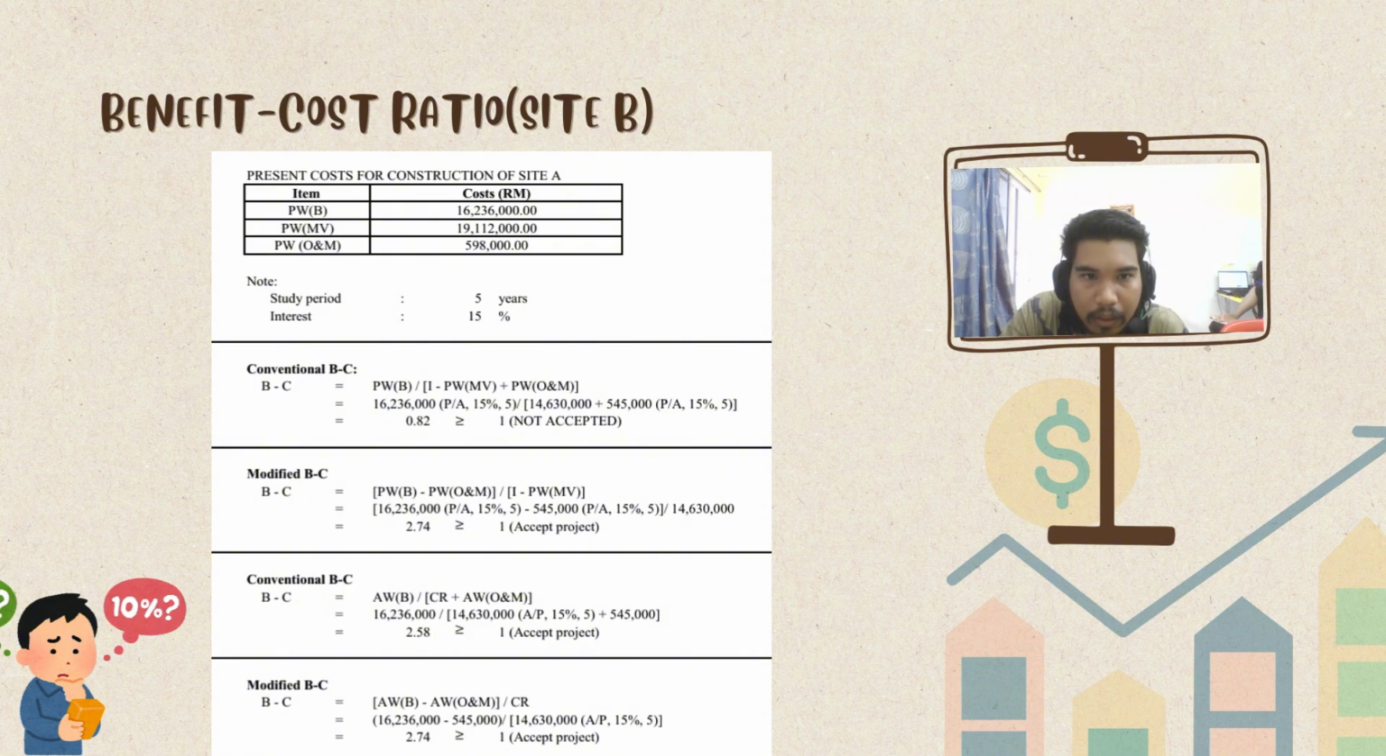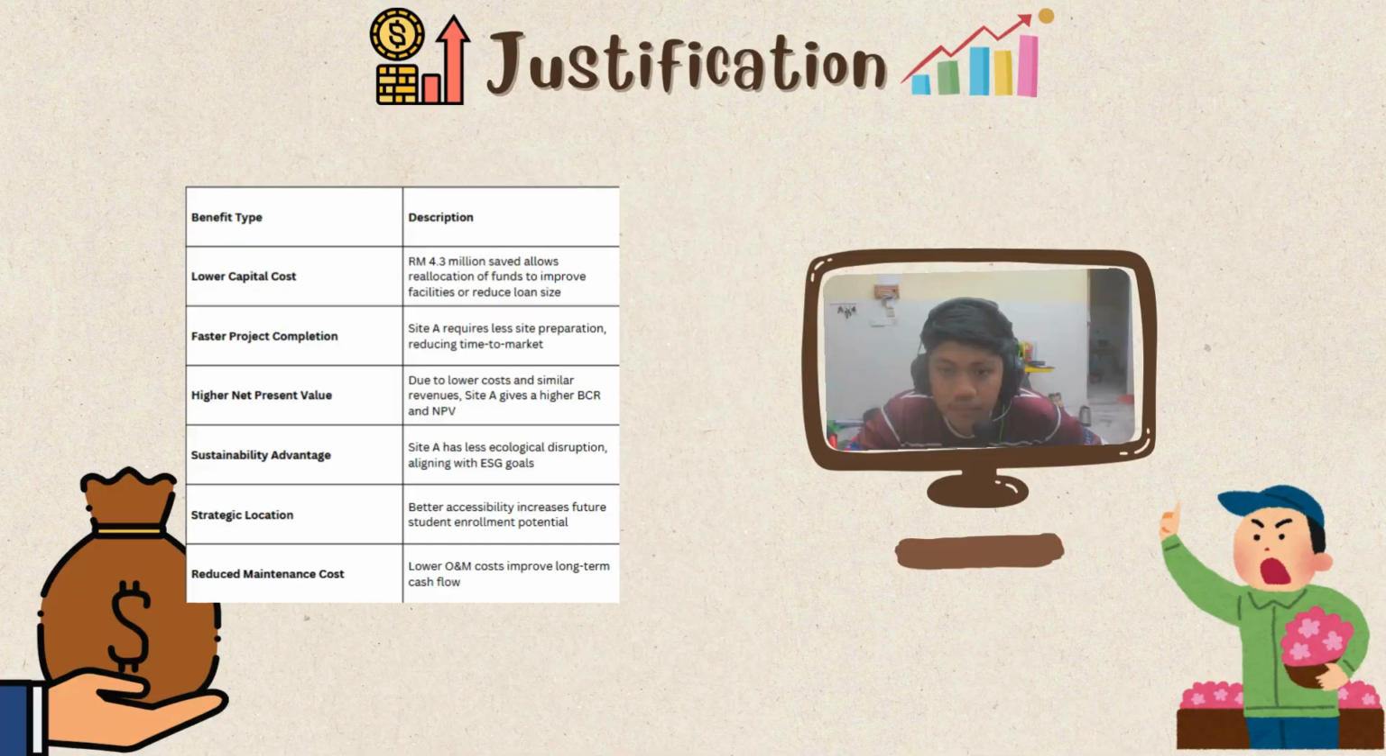We continue with the benefit cost ratio. So as mentioned earlier, we use a 5-year study period with 15% interest. We could accept the project if the ratio is more than 1. But for the conventional BC, it seems that the value is smaller than 1. So that means this project will not be accepted.